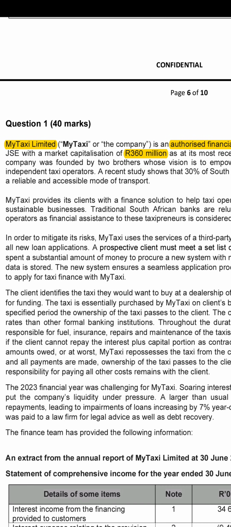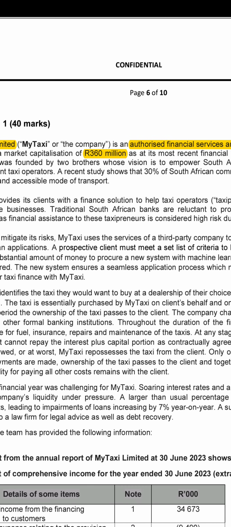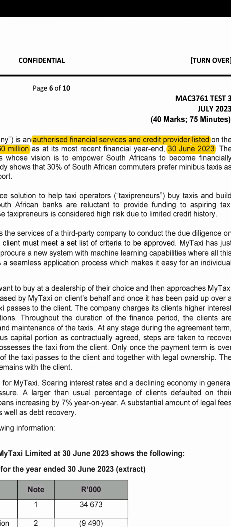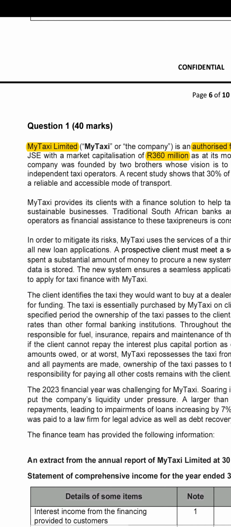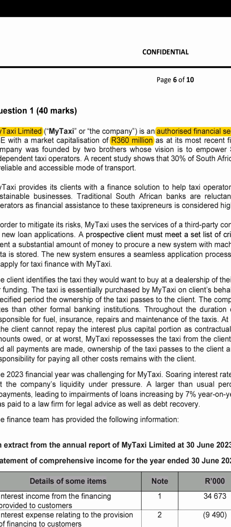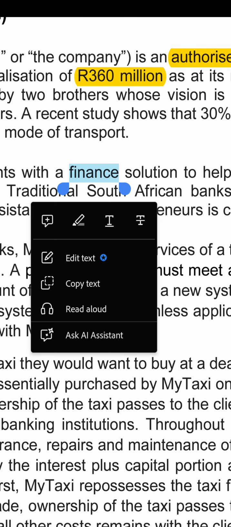Right. So my taxi provides its clients with a finance solution to help taxi operators, which are referred to as taxipreneurs, buy taxis and build sustainable businesses. Okay. So that's something that is good to see, right? So there is a finance solution here. So let me highlight finance solution.